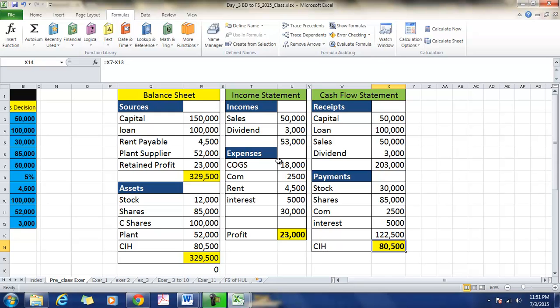So the process of measuring the business decisions and converting the business decisions into financial statements using the relevant accounting relationships is what we call financial accounting. However, I would like to remind you that at this juncture, we are preparing the cash flow statement in the receipts minus payments method. But as we move along, we'll see different ways of preparing the cash flows.